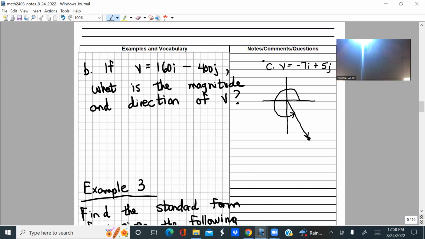But you can also express the direction like this too. Remember that this angle is negative. An angle in the counterclockwise direction is positive.